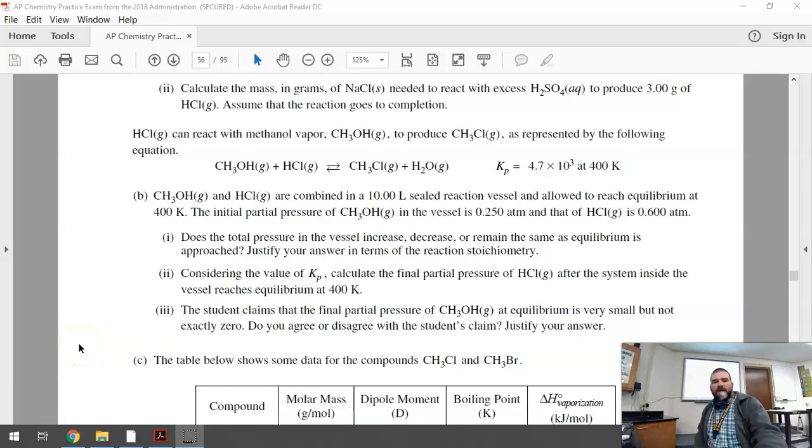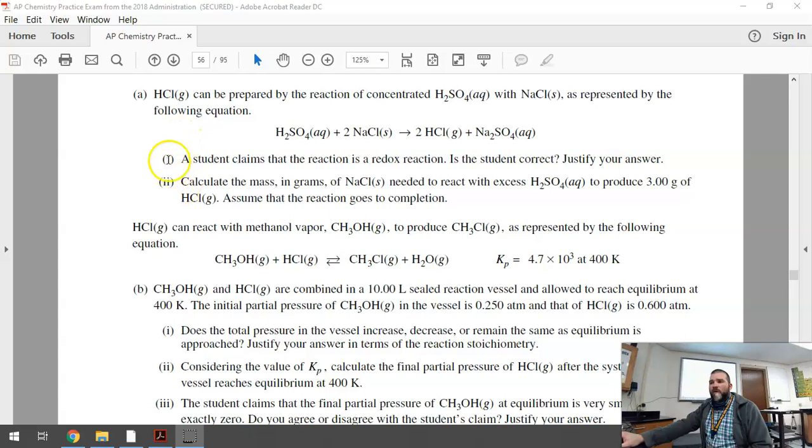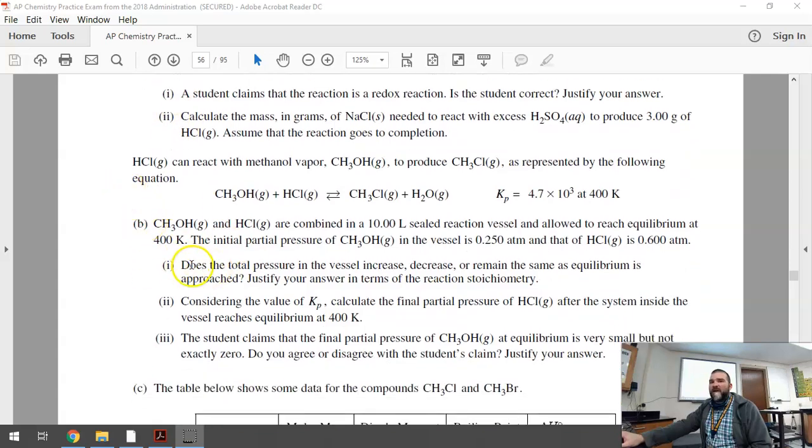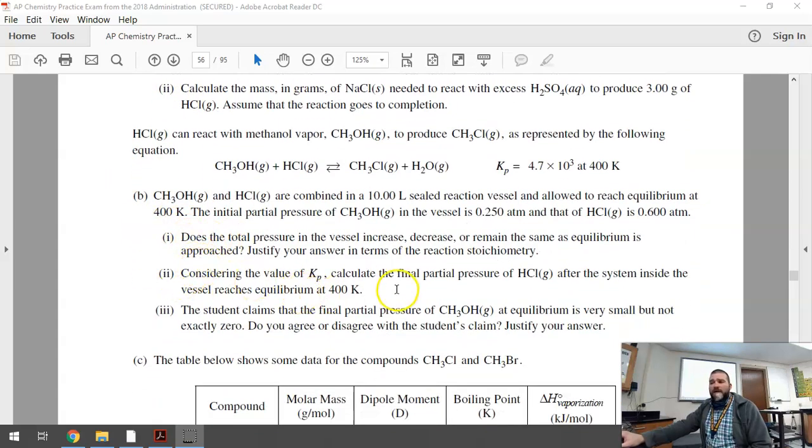Hey guys, welcome back. I'm going to continue on with the free response question that we started last week Friday. So let's pick this up where we were. We had done A1 and 2, and we had finished B1. So let me pick it up at B2, and let's keep going.